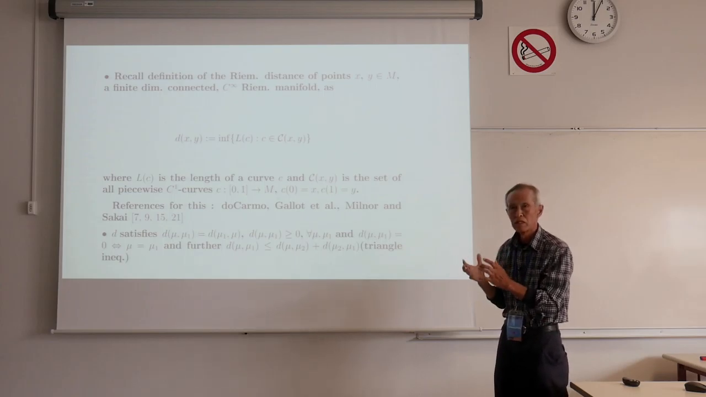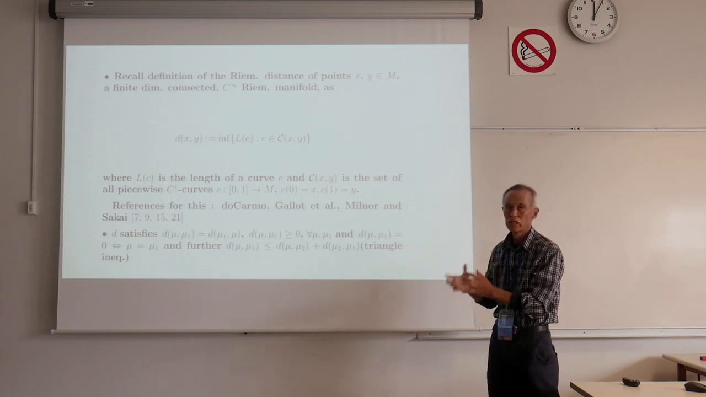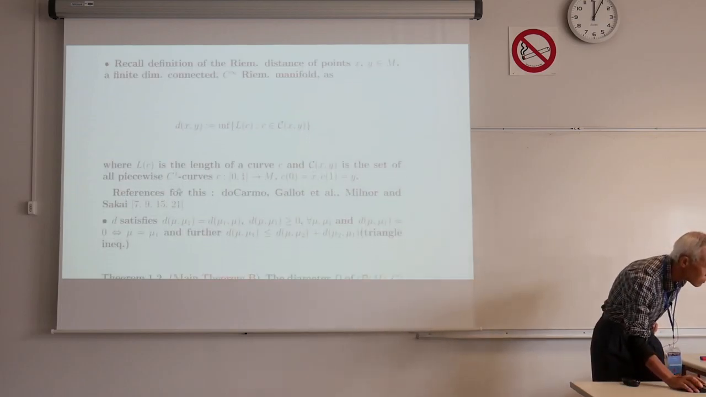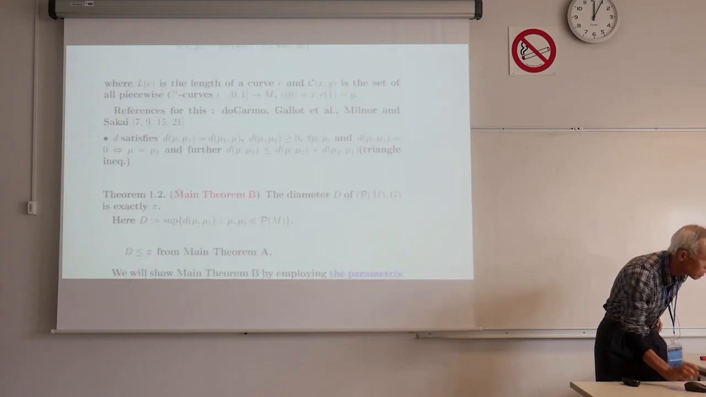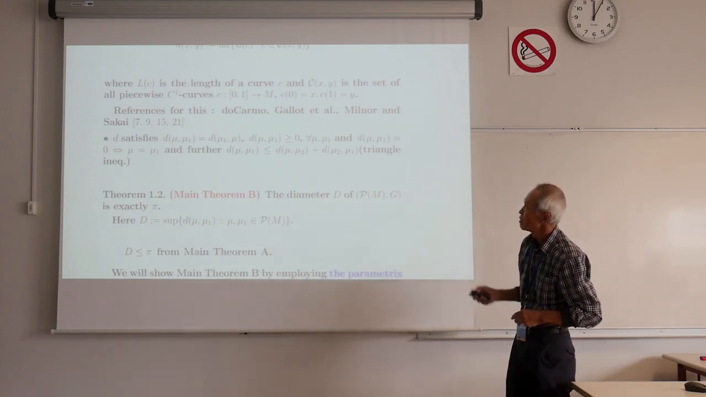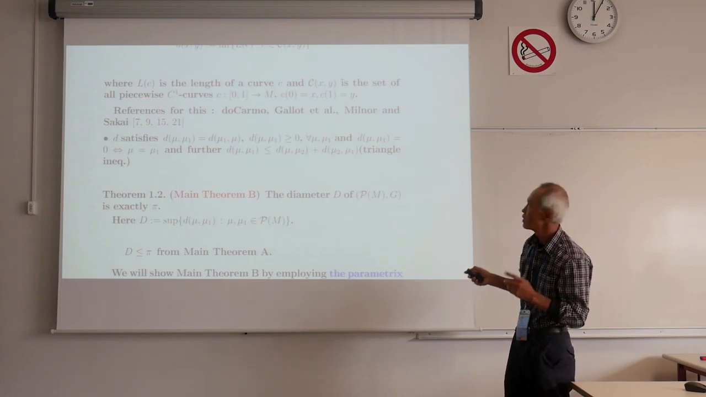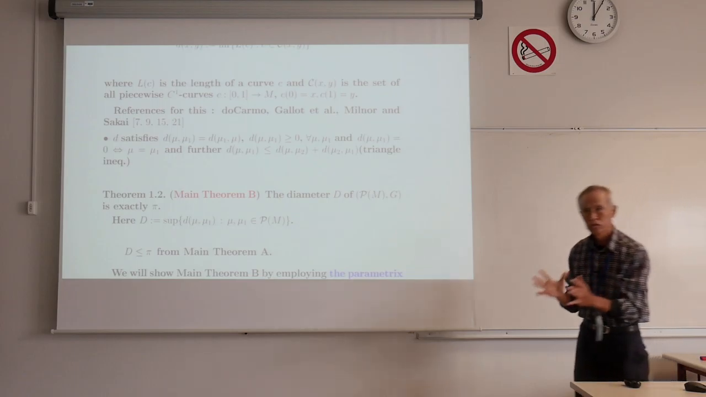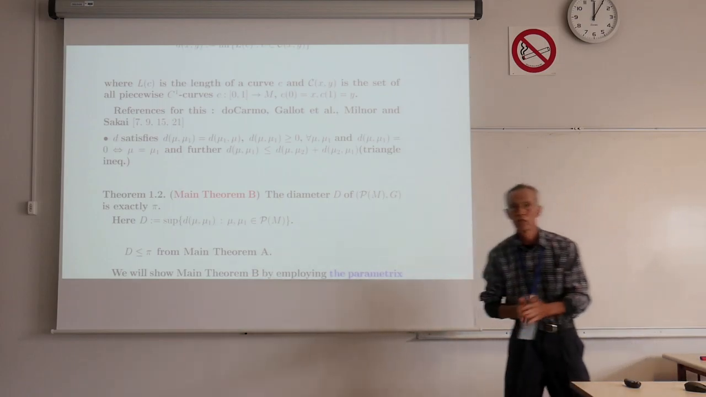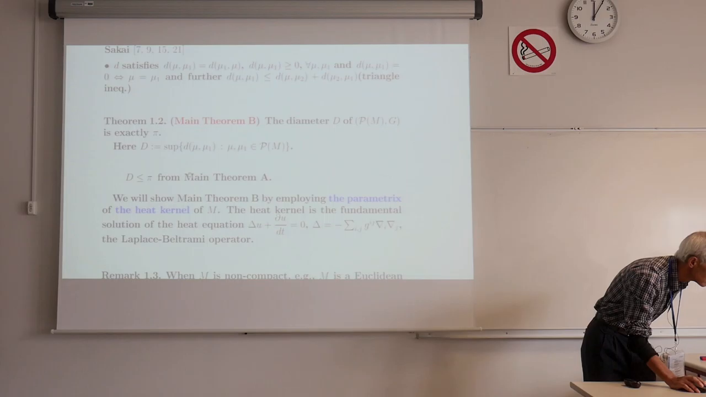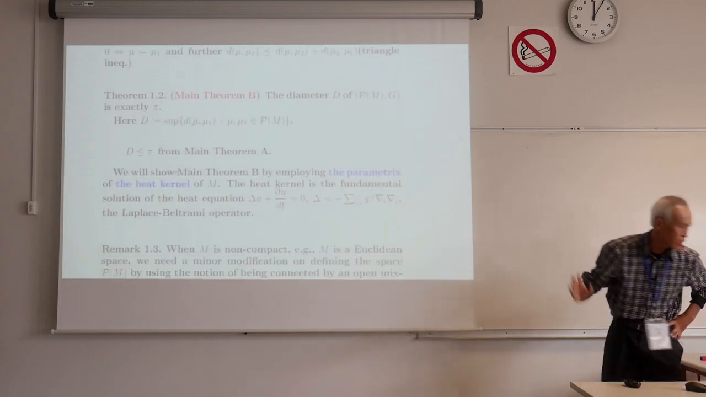It is just the infimum of the length of curves over the set of all piecewise C1 curves joining two points. And the Riemannian distance satisfies three properties. One is positivity, the second one is symmetry, and the third one is the triangle inequality.